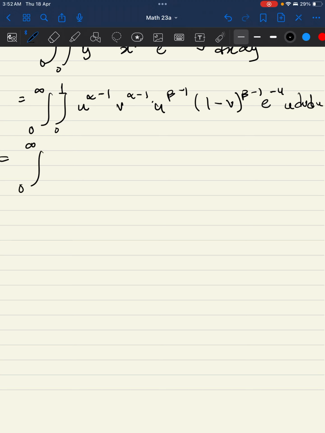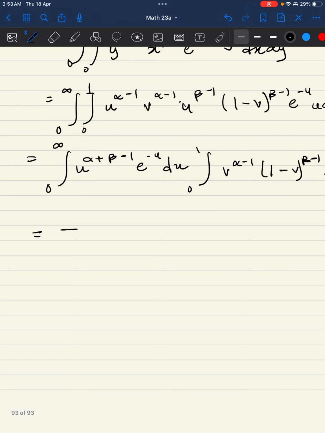So let's go about doing that. The integral from 0 to infinity of u to the alpha plus beta minus 1 e to the minus u du, times the integral from 0 to 1 of v to the alpha minus 1, 1 minus v to the beta minus 1, dv, which gives us Gamma of alpha plus beta times the integral from 0 to 1 of v to the alpha minus 1, 1 minus v to the beta minus 1, dv.